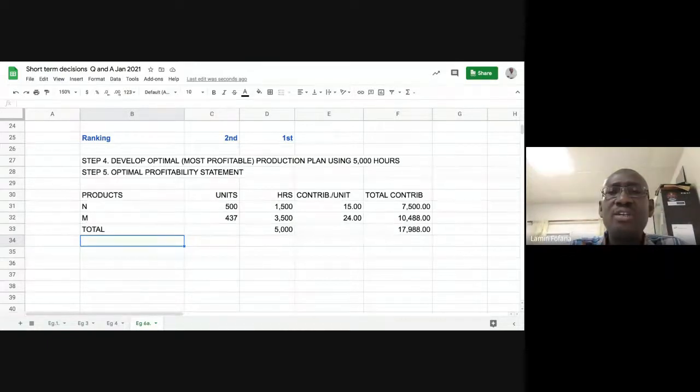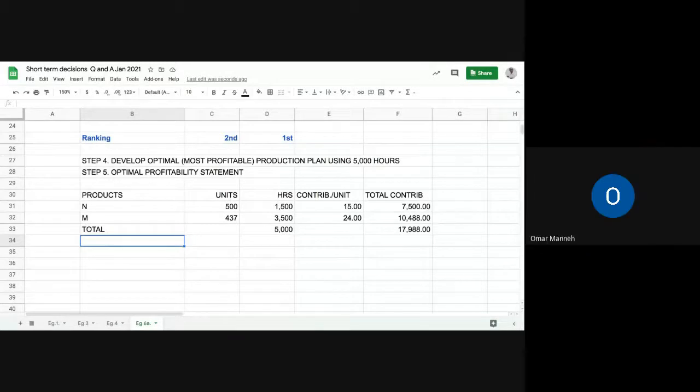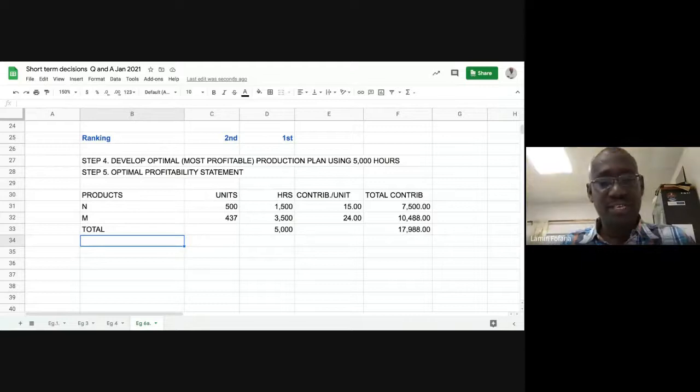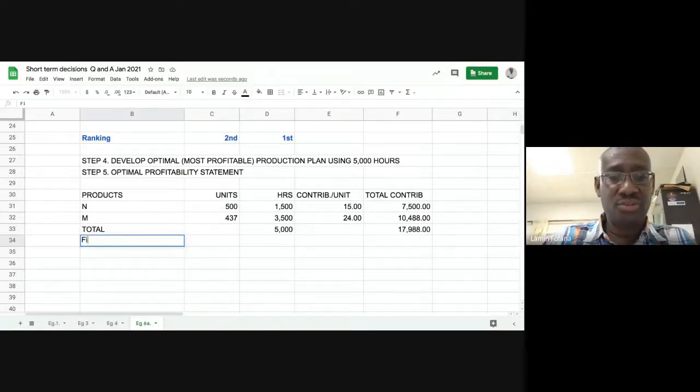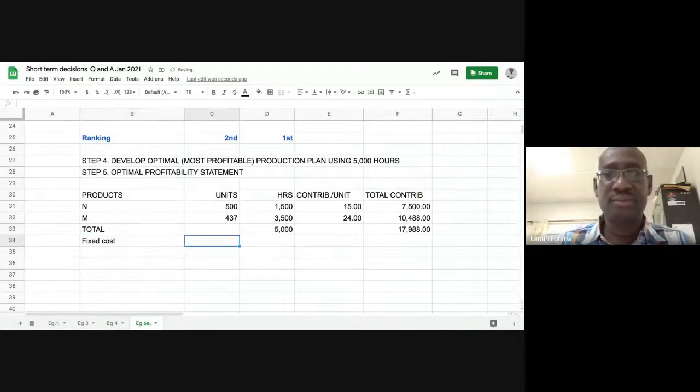When you are calculating your profit, if you put your sales, you put your variable cost, you have your contribution, what else do you consider before you arrive at your profit? The fixed cost. Excellent. And the fixed costs have been given in the question as overhead. So we calculate our fixed cost. Okay. So be careful here.